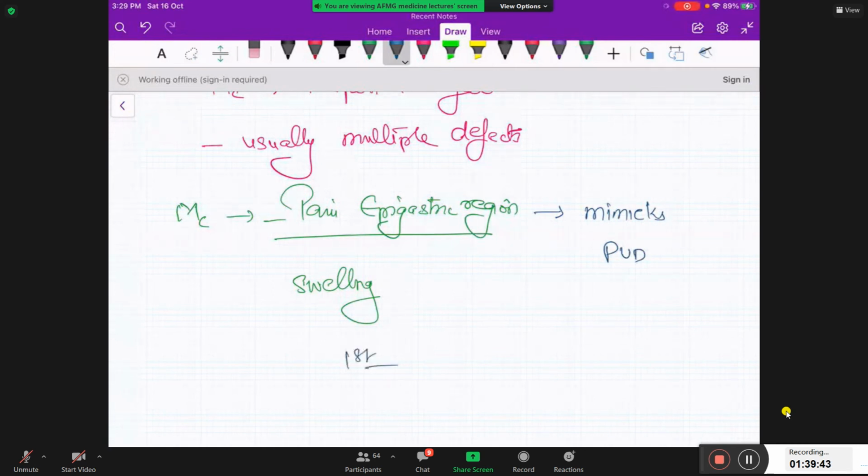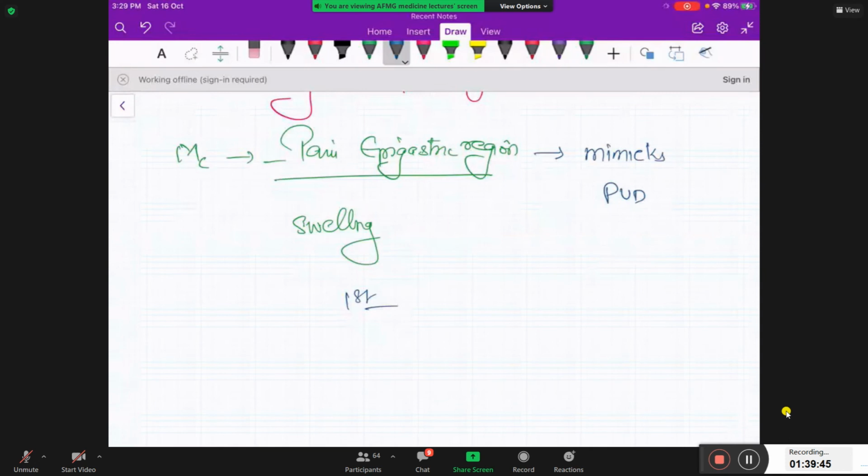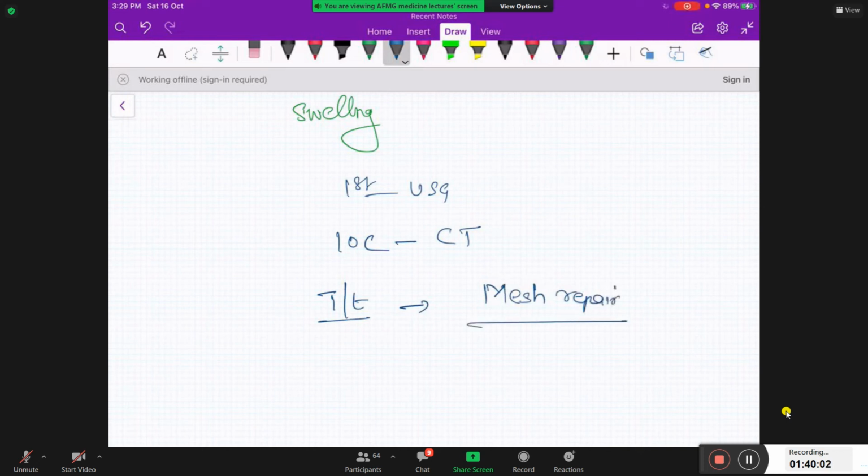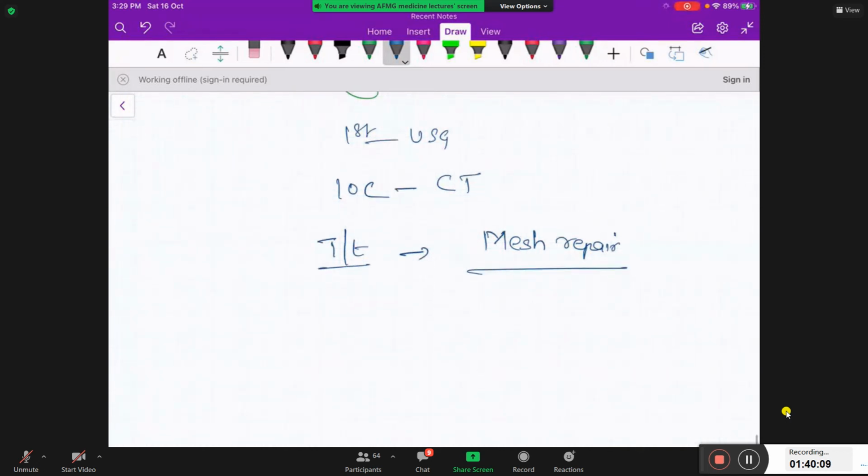What is the first investigation? What is the investigation of choice? CT scan. And treatment of epigastric hernia is always mesh repair. That is hernioplasty.